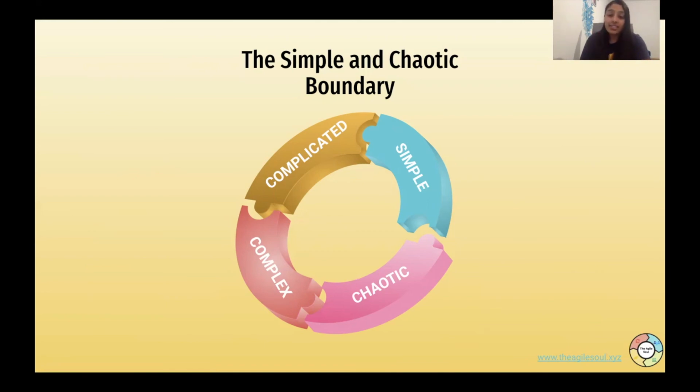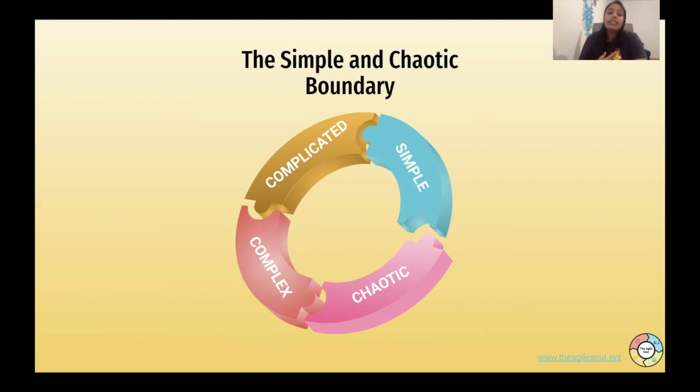And the reason for this is it is possible to transition from one system to the other, chaotic to complex, complex to chaotic, complex to complicated, complicated to complex, complicated to simple, and vice versa. But the one transition that has the highest impact of danger is this transition from simple to chaotic. There's technically no transition there. It's more of a cliff. You are going to fall.